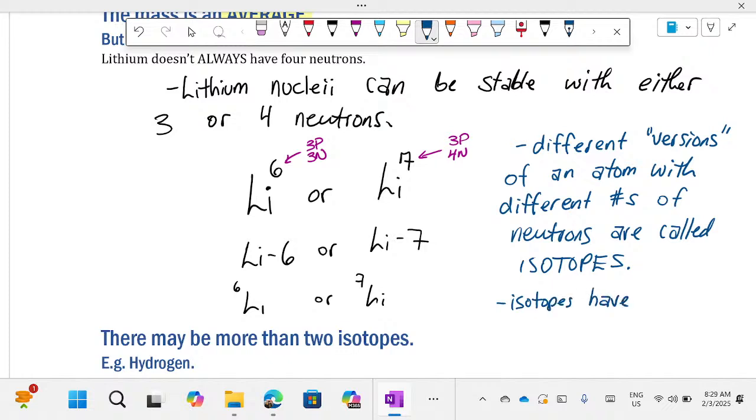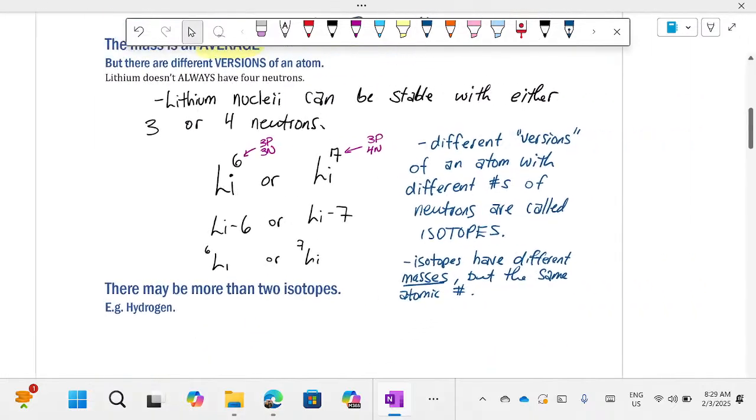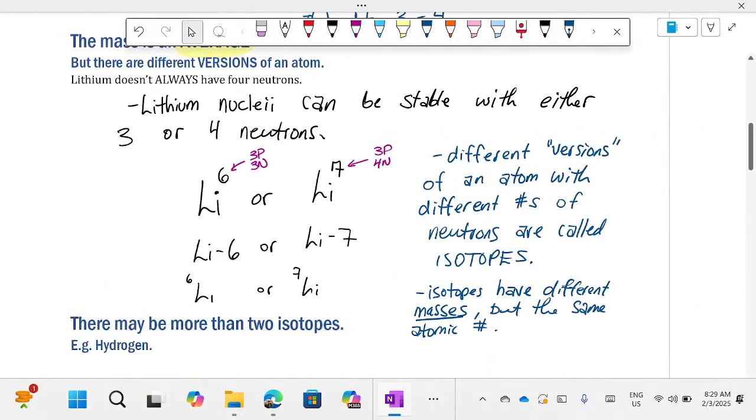And that's obvious because neutrons have mass. So they have different masses, but the same atomic number, which means that isotopes are the same element. All right? Lithium-6 and lithium-7 are both lithium, and you can find them both in nature.